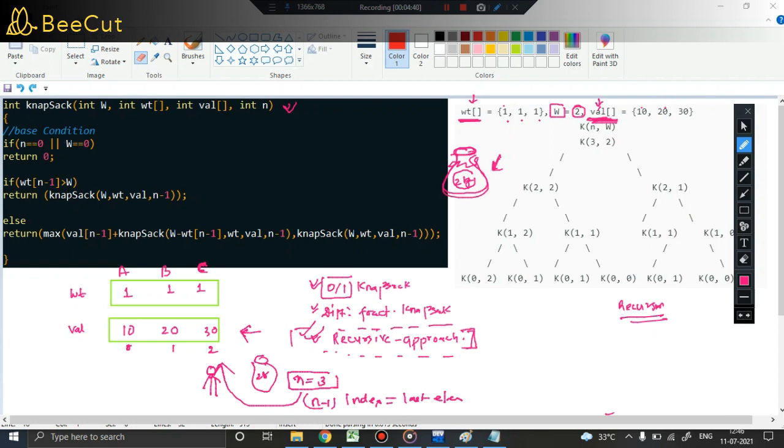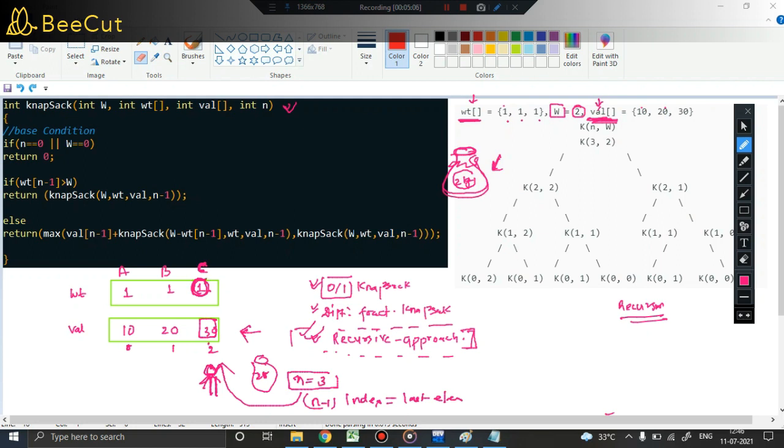Now I know that item C has a weight of 1 kg and its profit associated with it is 30. Now it is upon me to decide whether I will pick up this item or not, right? So obviously, if the weight of this item is less than the capacity of the knapsack, then definitely I can either pick the item or leave the item. That is upon me, isn't it? So what do you think we will do here?